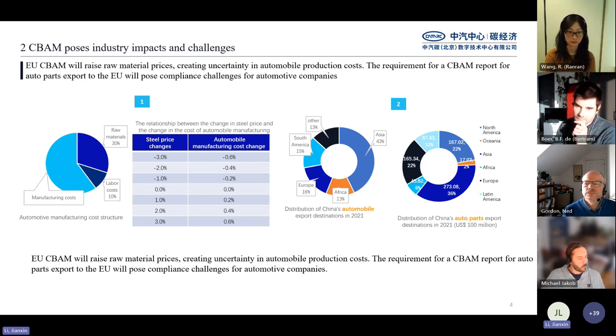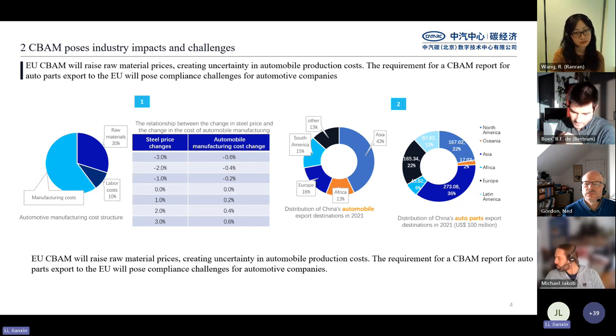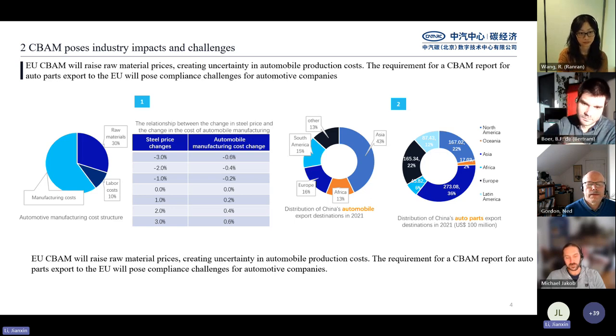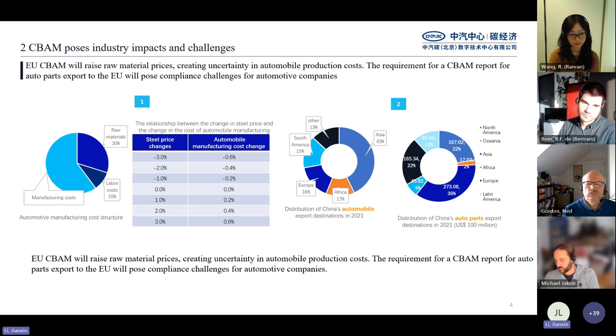Another problem that we face is that we found some automobile parts, such as screws and nuts, are already required to submit a carbon emission report. So a car company outside of the EU needs to spend extra time or manpower to report the carbon emissions, let alone that there are hundreds of materials and parts in a car. So it's another problem for us.